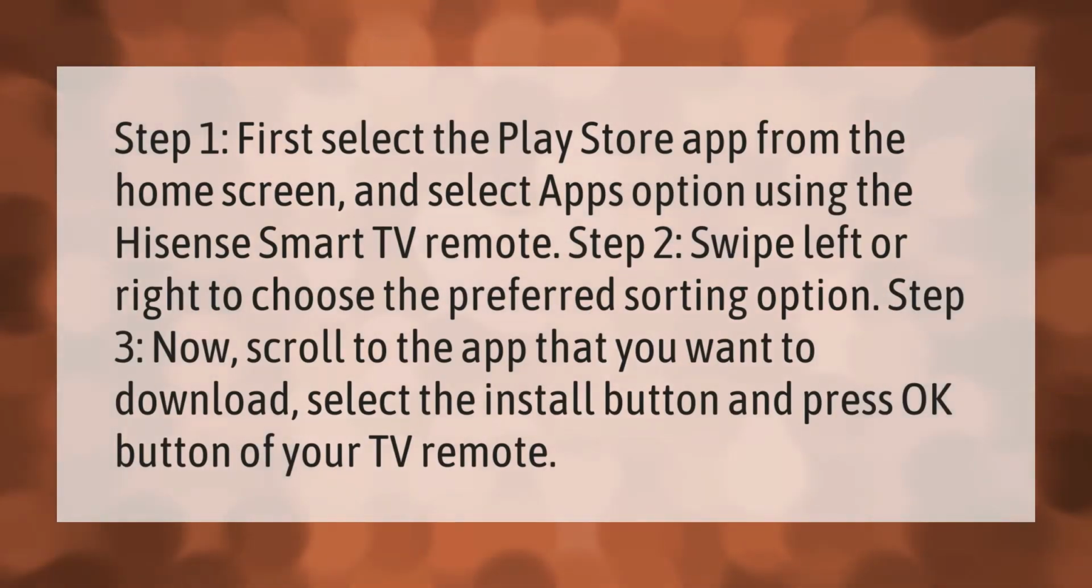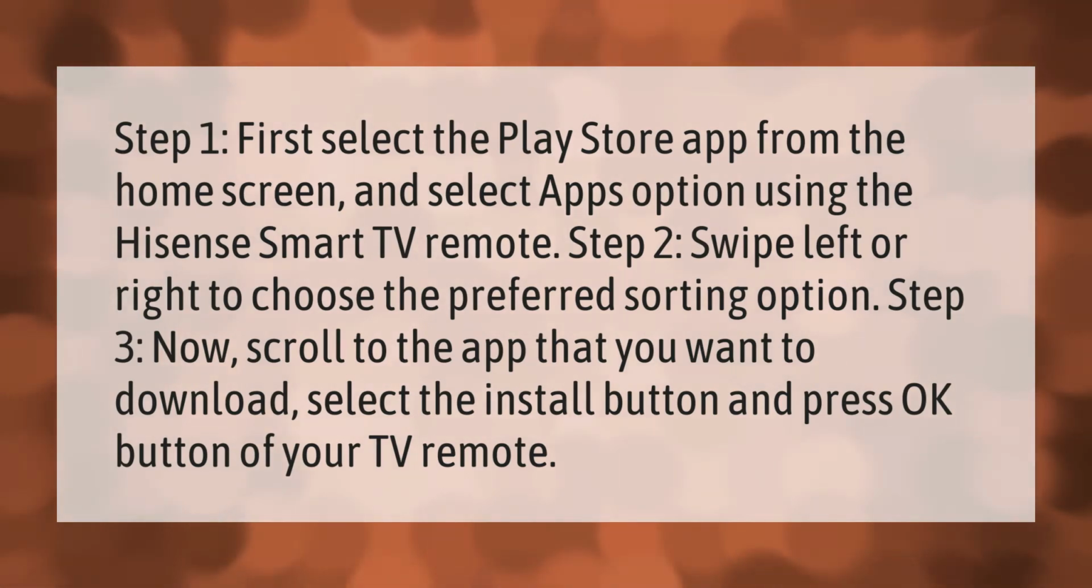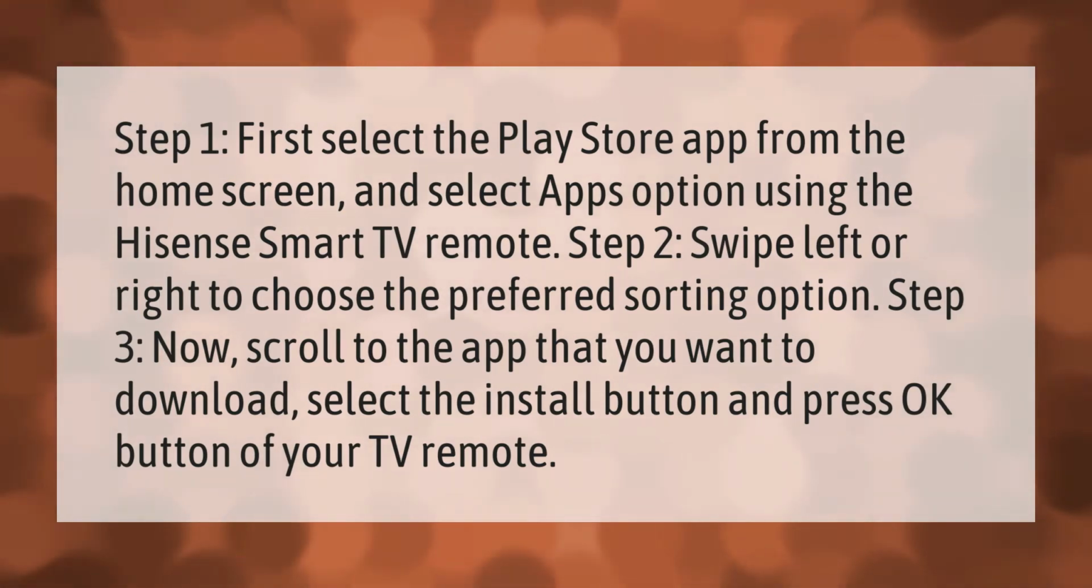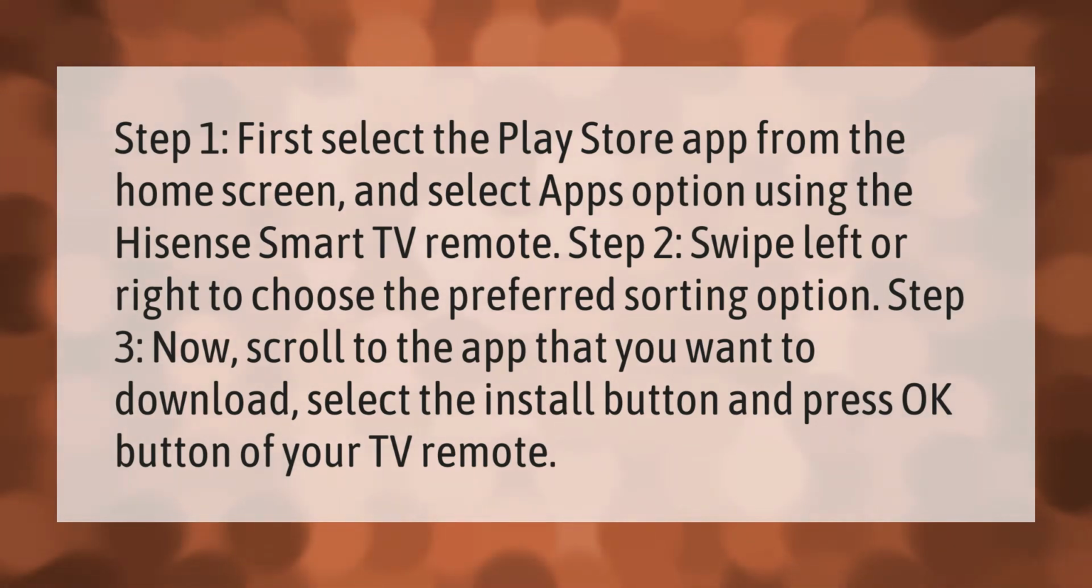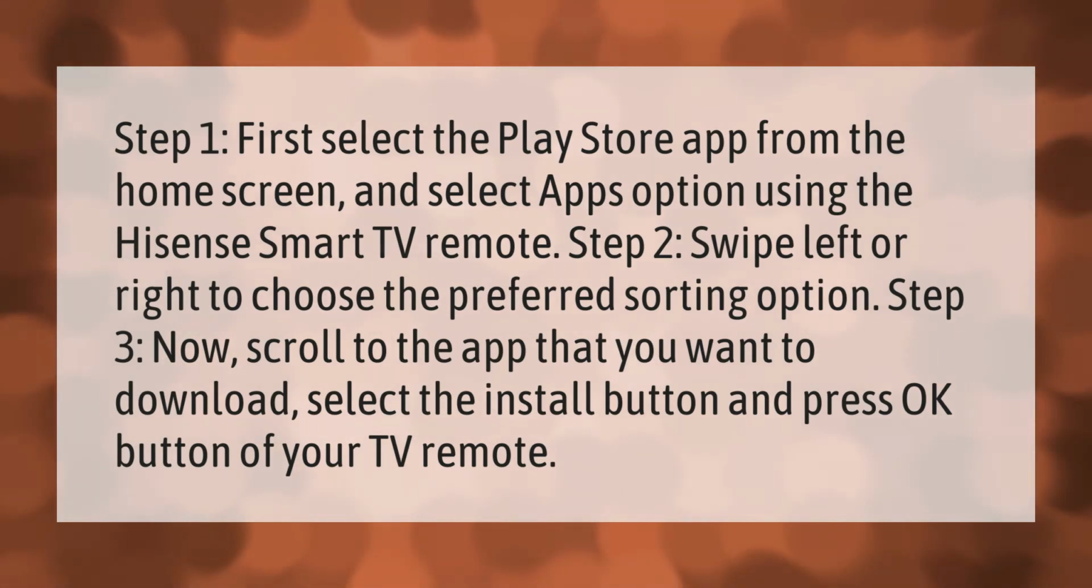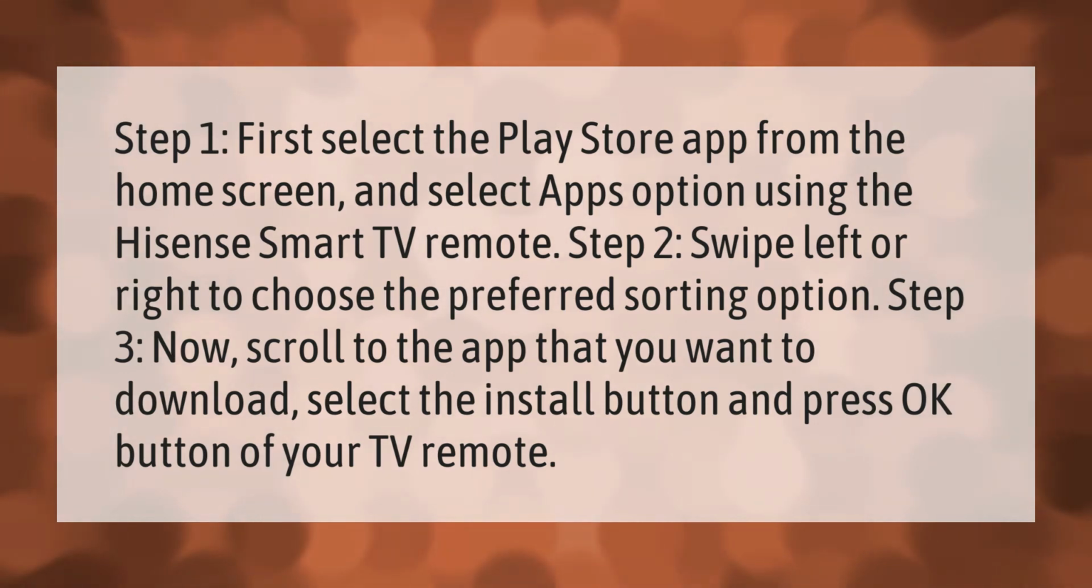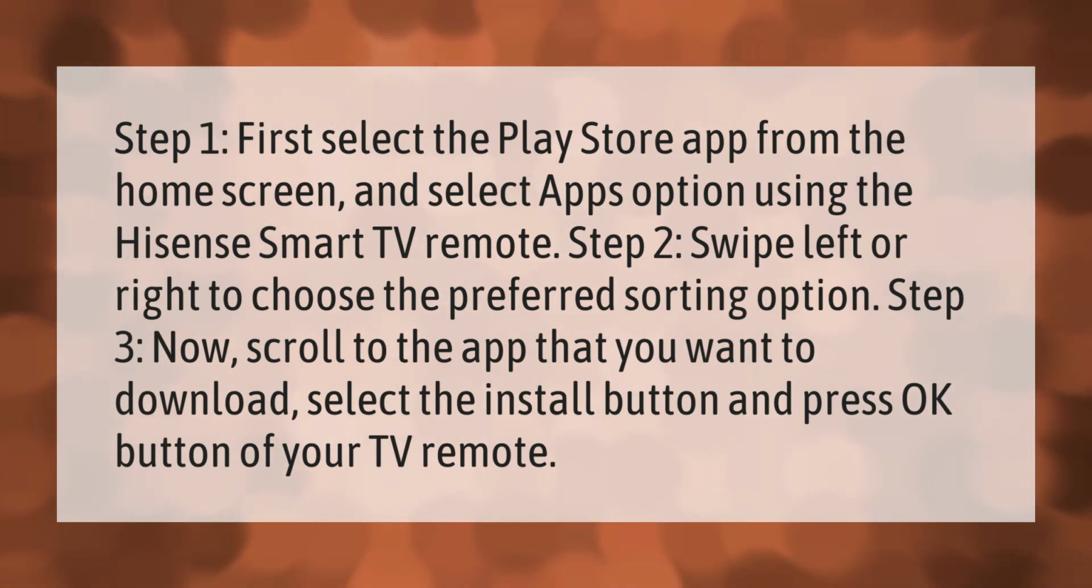Step 1. First select the Play Store app from the home screen, and select Apps option using the Hisense Smart TV remote. Step 2. Swipe left or right to choose the preferred sorting option. Step 3. Now, scroll to the app that you want to download, select the Install button and press OK button of your TV remote.